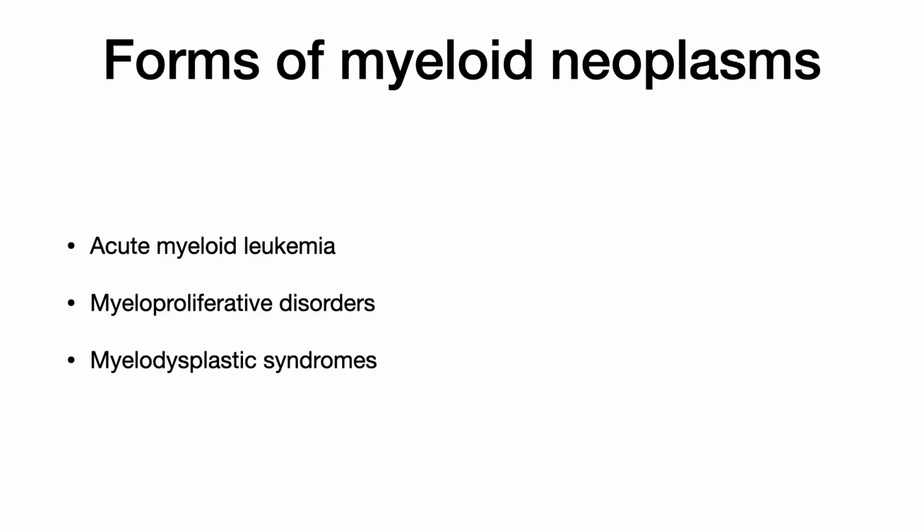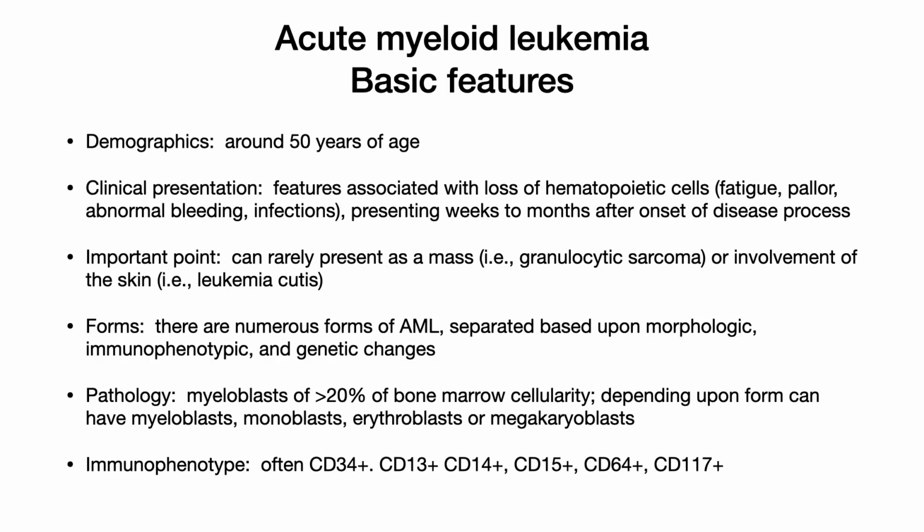Okay, so forms of myeloid neoplasms. I mentioned this on the first lecture, but again, acute myeloid leukemia, myeloproliferative disorders, and myelodysplastic syndromes. We'll talk about these. So acute myeloid leukemia, or AML, most of these occur around the age of 50 years. So it's a disease of adults.